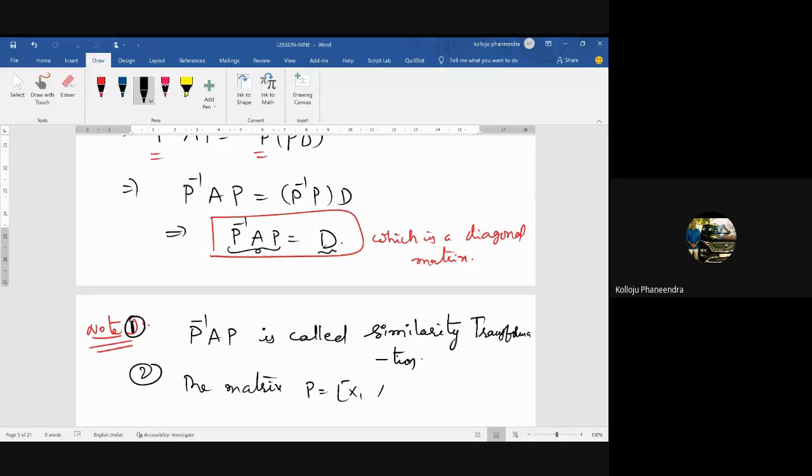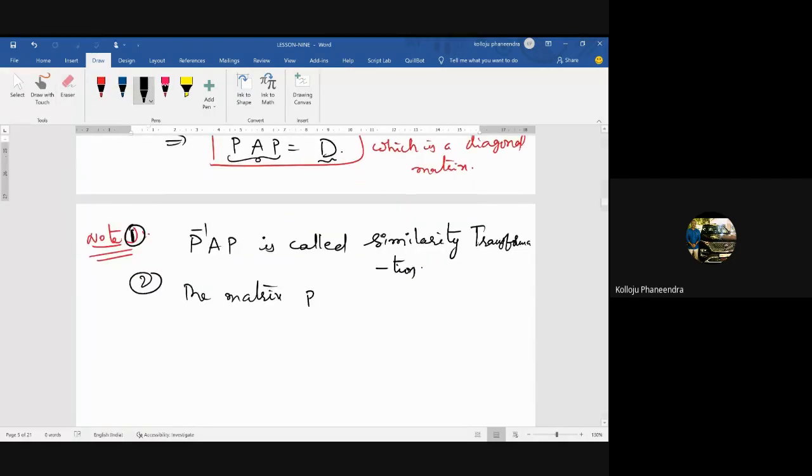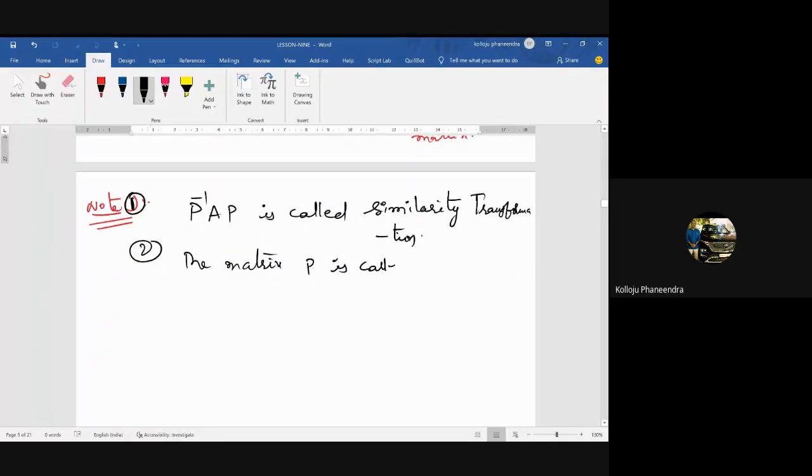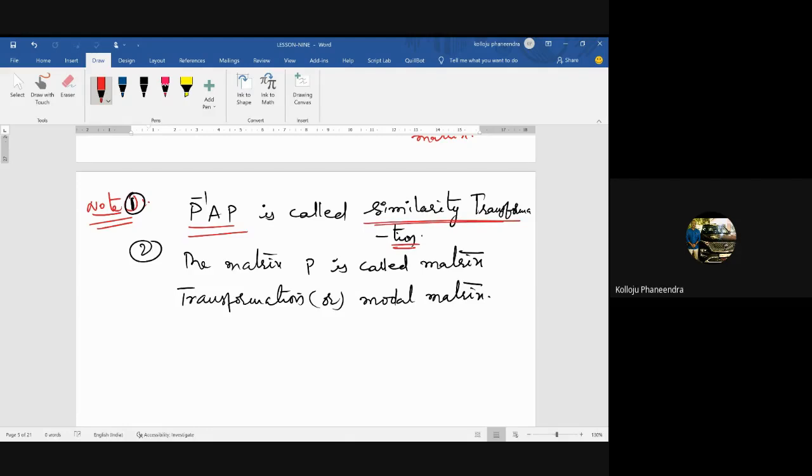Second note: the matrix P, grouping the eigenvectors, is called the matrix transformation. Sometimes it is also named the model matrix. That is the first point and second point. And therefore, P inverse AP is now onwards called a similarity transformation.